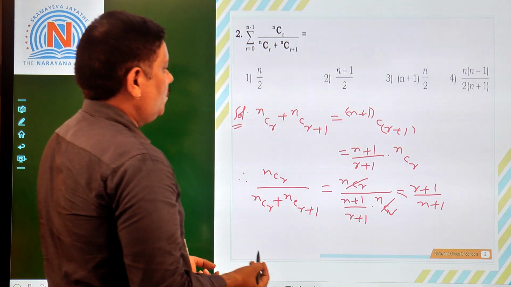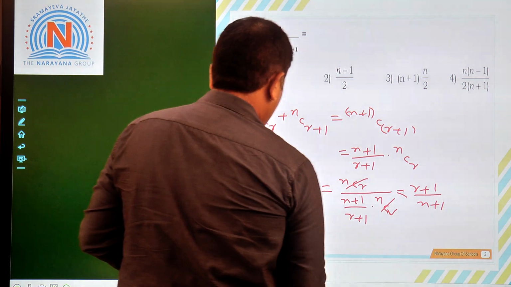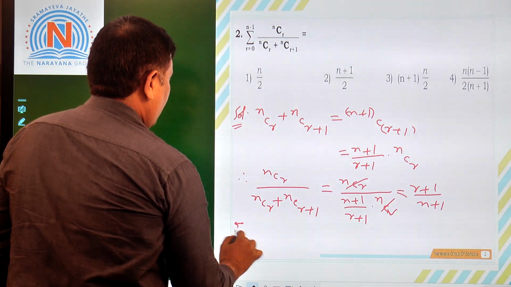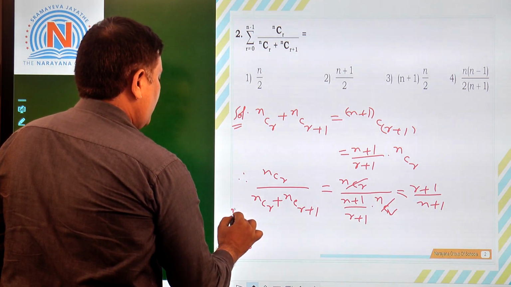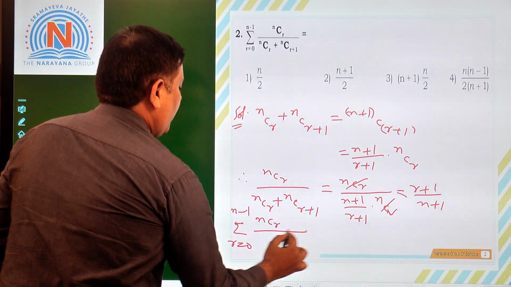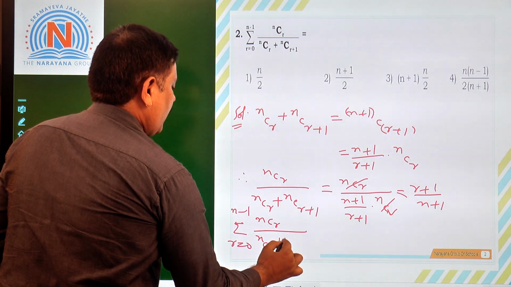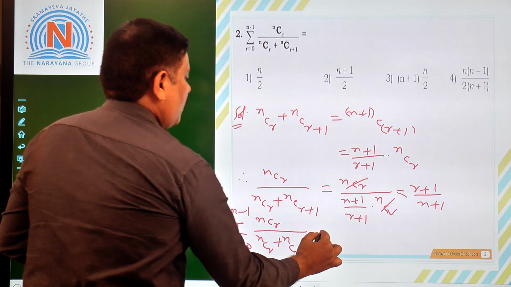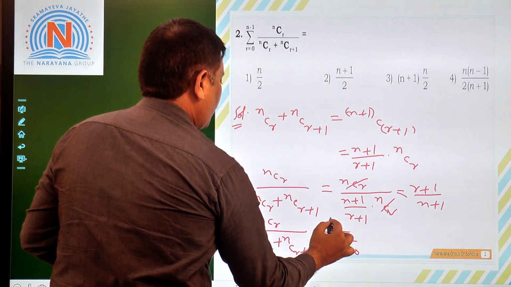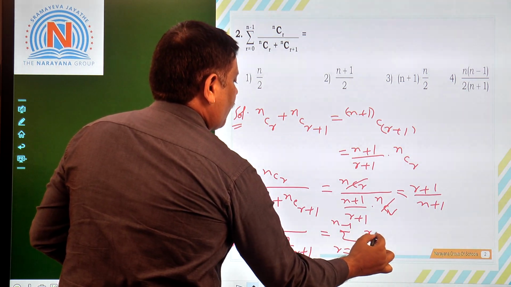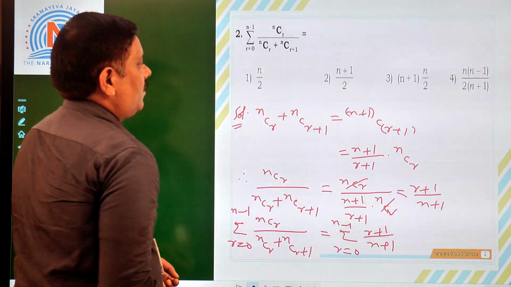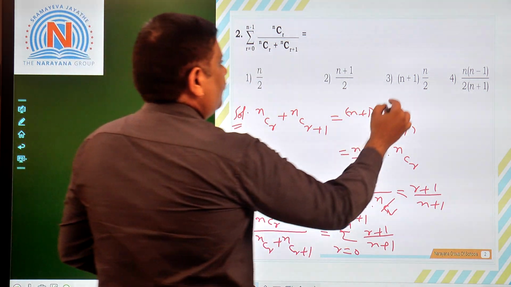So now what you need to do is find the sigma notation for that. Sigma r equal to 0 to n minus 1 of nCr by (nCr plus nCr plus 1) is equal to sigma r equal to 0 to n minus 1 of (r plus 1) upon (n plus 1). Now we have to calculate its value. Let us see how to do that.